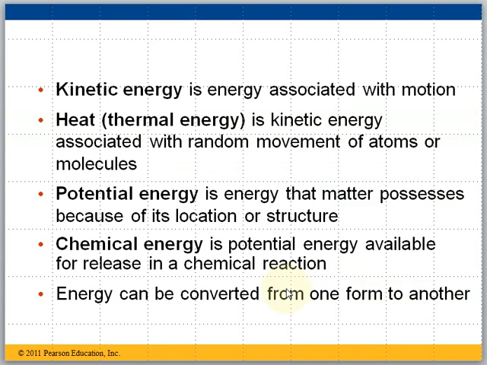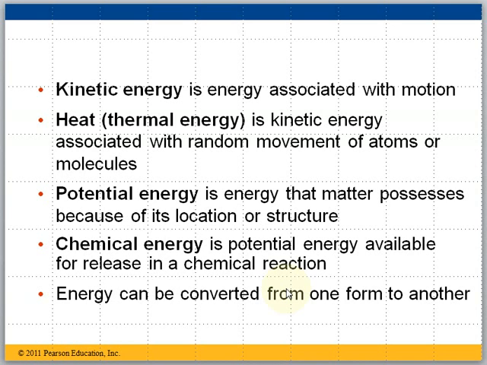Kinetic energy is the energy of moving objects. A baseball being thrown through the air has kinetic energy. Heat, or thermal energy, is the kinetic energy of random motion of atoms. So heat is also a type of kinetic energy, but we're talking about just the random motion of air molecules or air atoms or other atoms or molecules.